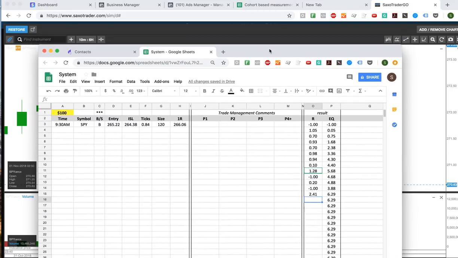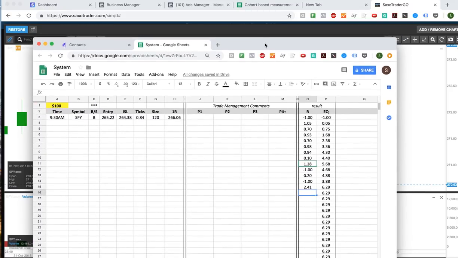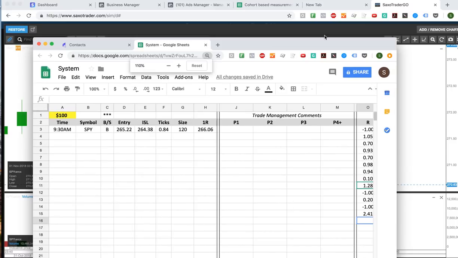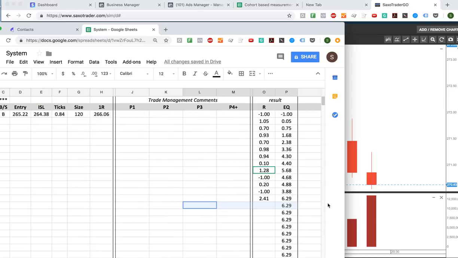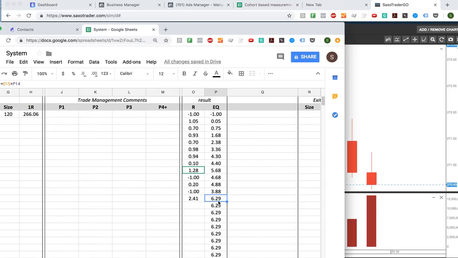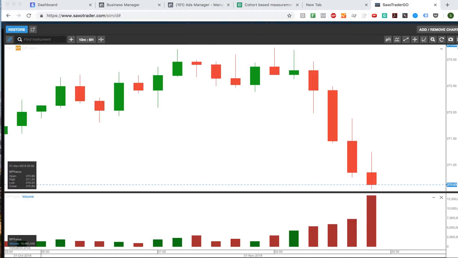Now, if you're watching this, there's a couple of things that I'd like to point out. First of all, after 3 days, we're 6.29 R up. That's nice, but it's not really the main game. We have 13 trades and 3 losers. Doing pretty good. It's probably doing better than I would have expected it to.